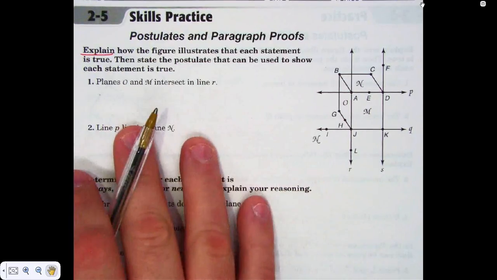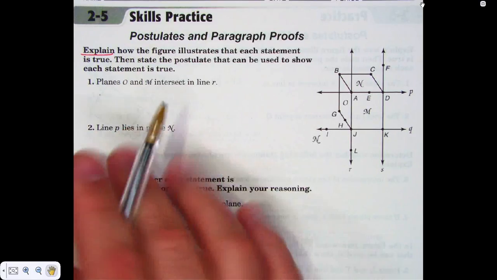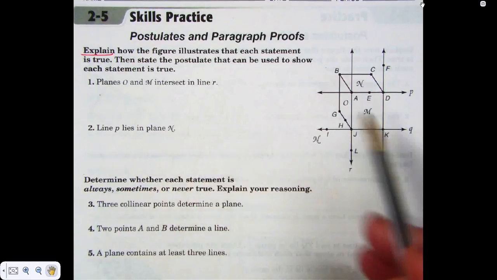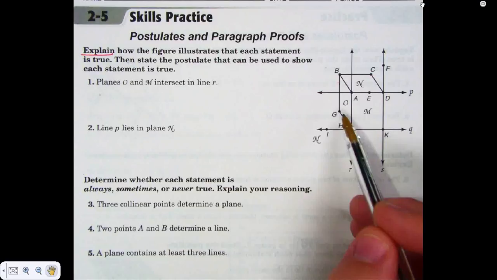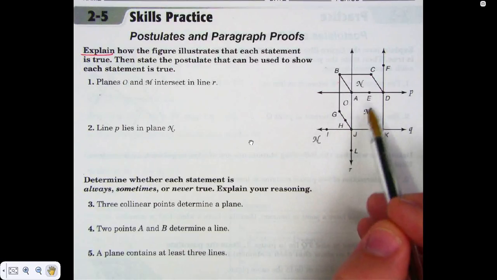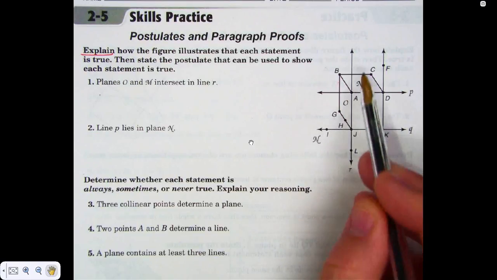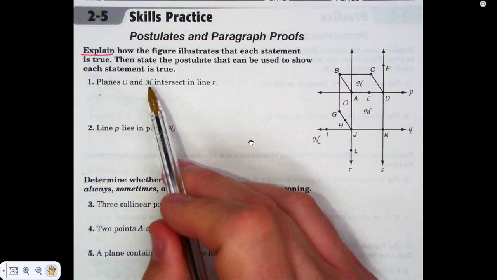So you're going to have to take a leap. You're going to have to try, and put some effort forth to try to understand or just explain what you see. Like right here, plane O and M intersect in line R. Okay, so this is plane O right here, correct? It works better when it's not the computer doing it. This is O. This is M. This is line R, is it not? Okay, why do we think O and M intersect at R?